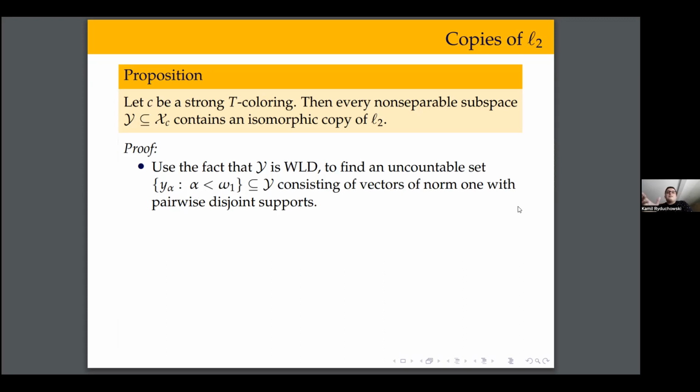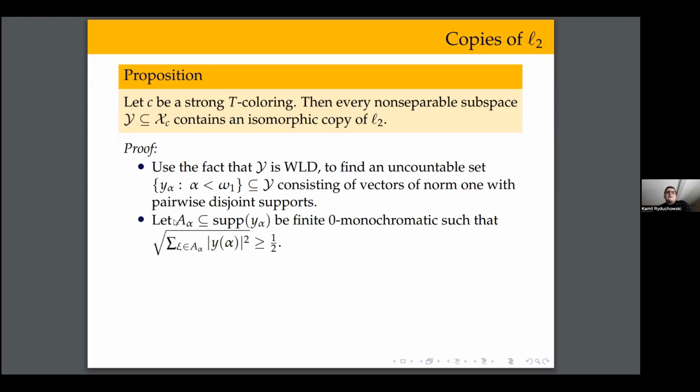So if you have already in hand those Y alphas of norm 1 with pairwise disjoint supports, now let's pick A alphas, with supports included in the support of Y alphas, to be finite zero monochromatic, such that, well, the C norm is the supremum over such things. So since the supremum is 1, just pick a witness that it is at least 1/2.